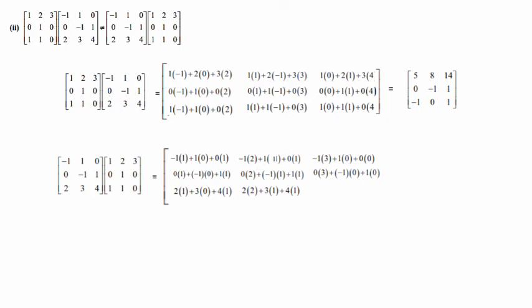Next is the last element, that means third row with the third column: 2 into 3 plus 3 into 0 plus 4 into 0, that is mentioned here. Close the bracket. We'll do the calculation. Here it is minus 1 plus 0 plus 0, that means minus 1. Here it is minus 2 plus 1 plus 0. So minus 2 plus 1 is minus 1.